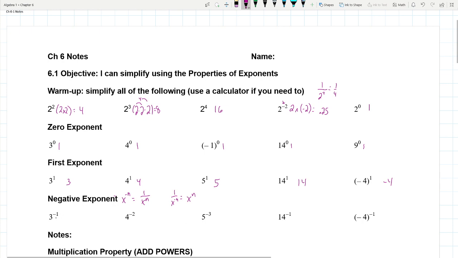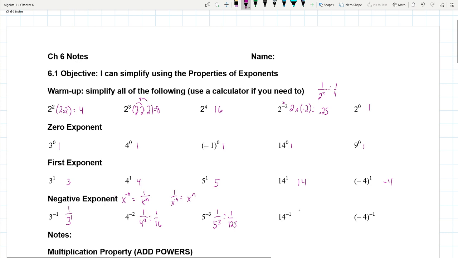Alright, so working on the first one, I'm not going to turn these into decimals, I'm just going to leave them as fractions. And so this turns into 1 over 3 to the first power. I did that one because it's just first power. 4 to the -2 is the same as 1 over 4 squared, which is 1 over 16. 5 to the -3 is the same as 1 over 5 to the third, which is 1 over 125.